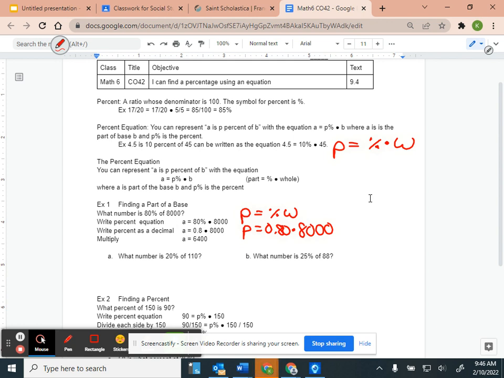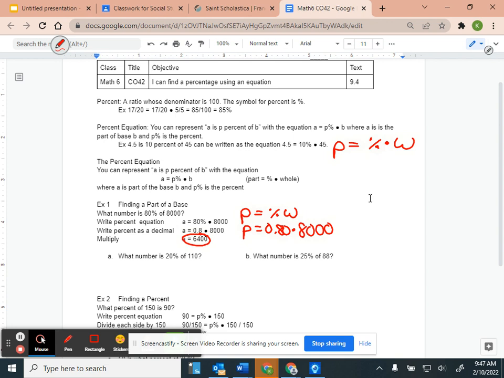This is where those calculators come in handy. 0.80, same value, same amount, times 8,000. I already have it on the paper for this one. It's 6,400. So it's that easy, just filling in those numbers, just like we did yesterday. We're just filling in our numbers.